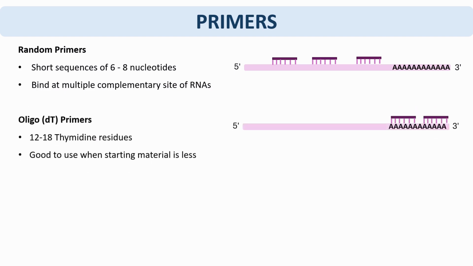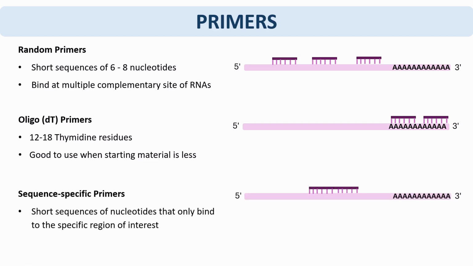Oligo-DT primers. Oligo-DT primers are mostly 12 to 18 thymidine residues that binds at the poly-A tail of mRNA. It generates a full-length cDNA from poly-A tailed mRNA and is good to use if starting material is less. However, it has a disadvantage that it can only amplify a gene with a poly-A tail.